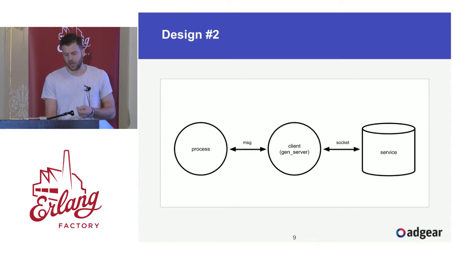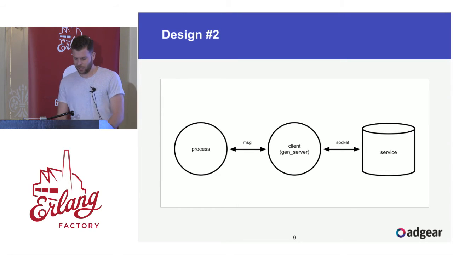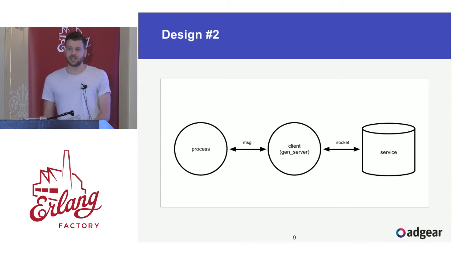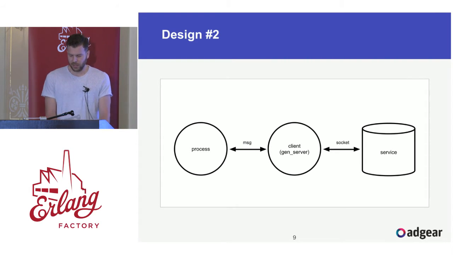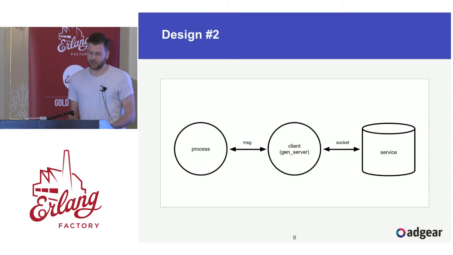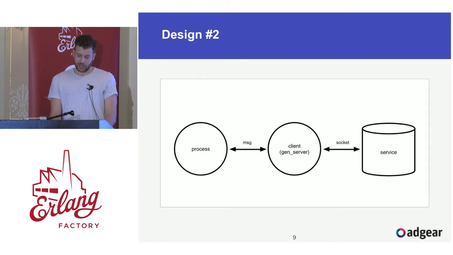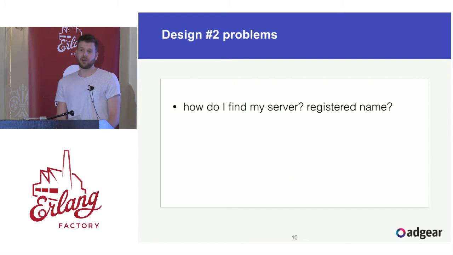So design 2. I guess this is basic Erlang 101. Instead of keeping your socket in your process, you have a gen server that keeps that socket in the state, and therefore you don't have to reconnect and open every time. This works, but then how do you find your server? If you only have one connection, it's fine. You can just use a registered name. If you have multiple connections, then you either need to know how to generate those names, or you need to keep a list of all the PIDs available.